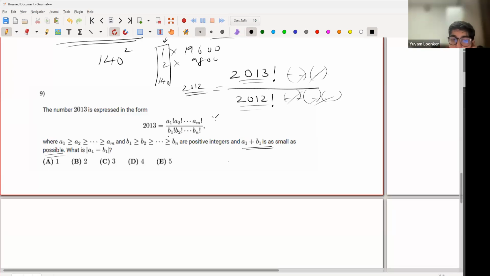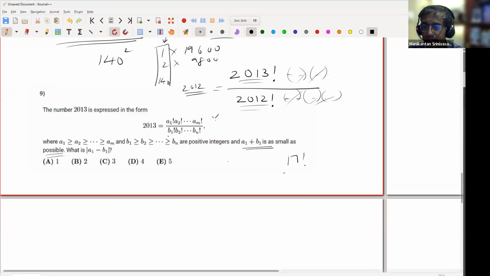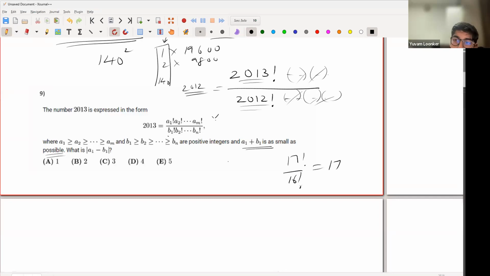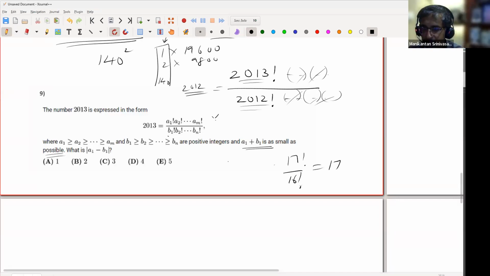Sir, I have a question about what you did. Why would you take a1 as 2013 and b1 as 2012? Because a1 factorial will almost cancel with b1 factorial, leaving just 2013, right? So what is 17 factorial by 16 factorial? Isn't it just 17? Yeah, because 17 factorial is 17 times 16 factorial.